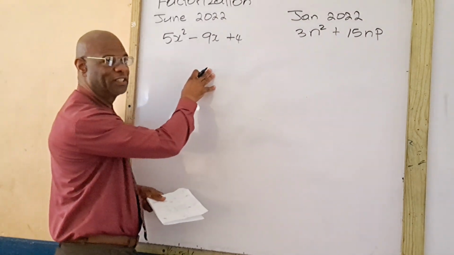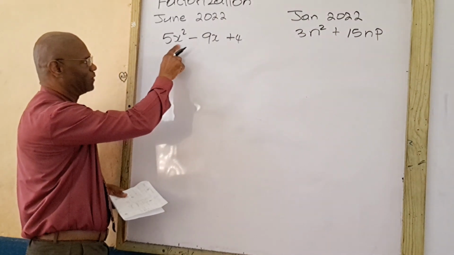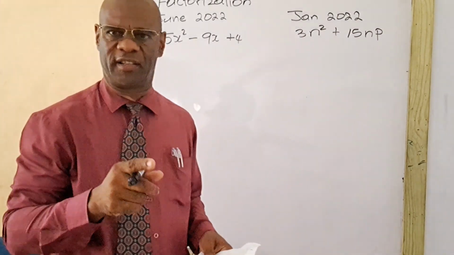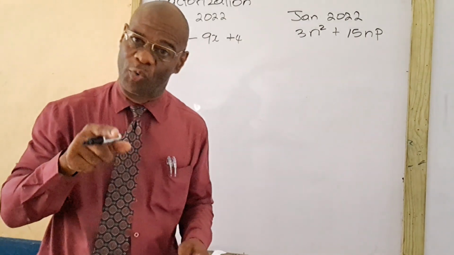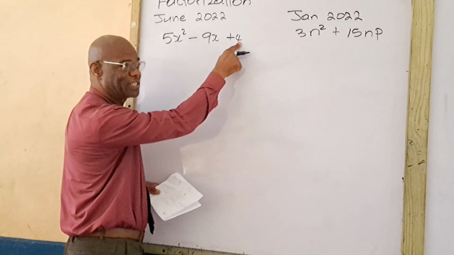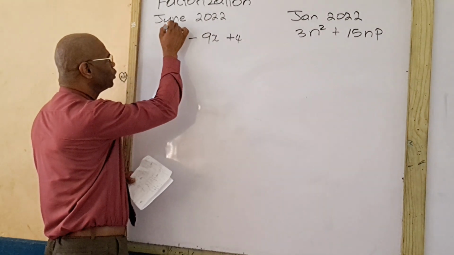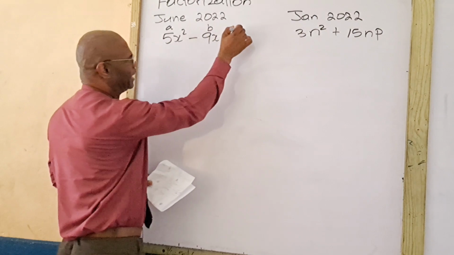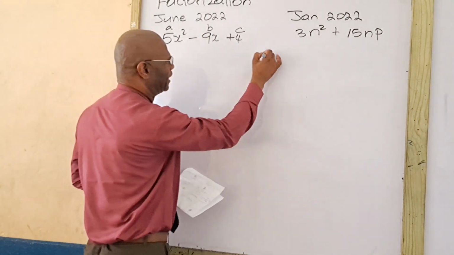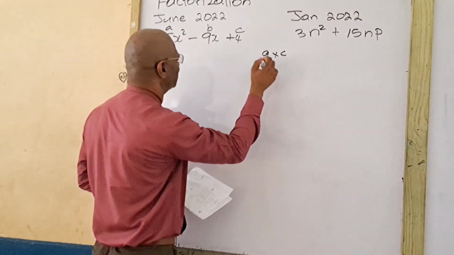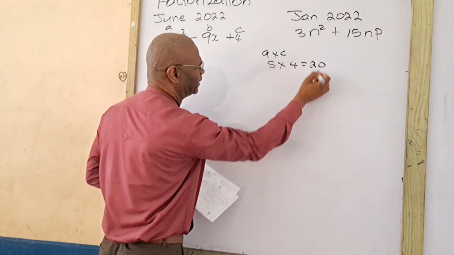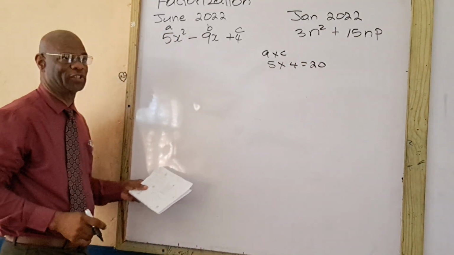It's a quadratic expression. So, if you notice, the coefficient of the squared term is more than 1. If the coefficient of the squared term is more than 1, you're going to multiply the coefficient of x squared by the constant, right? So, this would be A, that's B, and that's C, right? So we are going to do A times C. Now, A times C, in this case, we have 5 times 4, which is 20, right?